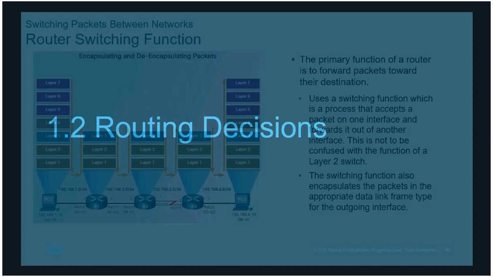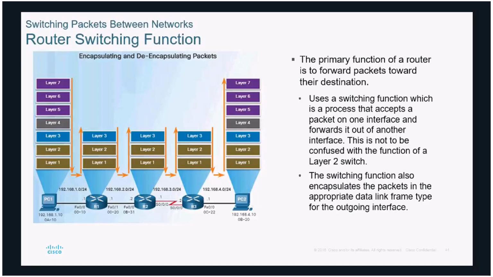Okay, on to routing decisions. I've got about 20 minutes to get through the rest of this. So, router switching function, encapsulating and de-encapsulating packets. Remember this diagram from before? We had something like this with 7 layers, and we de-encapsulate. We're going to chop off all this stuff when we forward things on. We don't need this stuff when it's going through the routers. Okay, we strip off that stuff.